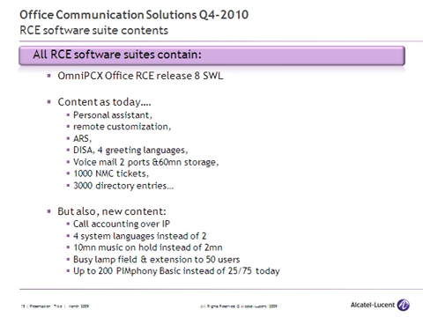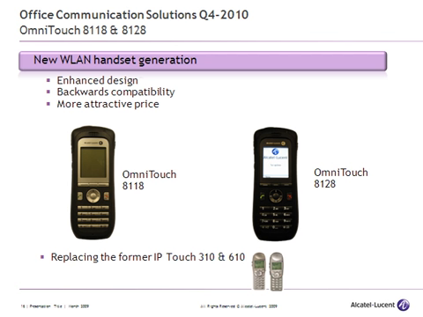As I mentioned earlier, Alcatel has also increased the features that the standard software suites contain for Release 8 to include, obviously, the Release 8 software, as well as the traditional features such as personal assistant, remote customization, ARS, DISA, etc., etc. But there's also some new features such as the caller counting over IP is now standard, 4 system languages instead of 2, 10 minutes music on hold instead of 2 minutes, the Busy Lamp and extension license, and Pimphony Basic has now been extended to 200 users for all systems instead of the 25 and 75 that it was available in Release 7.